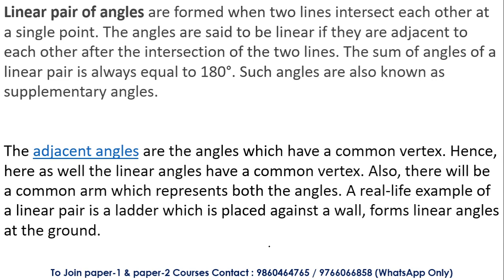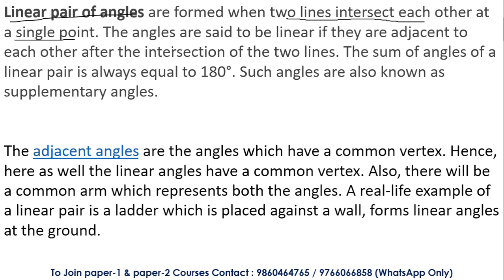Okay, so without any further ado, let's begin with the topic. Today we'll be talking about some important angles. Linear pair of angles are formed when two lines intersect each other at a single point. So what does it say? Linear pair of angles means these are the angles formed when two lines intersect each other at a single point. We'll see the figures of these also. Just understand the definition first.